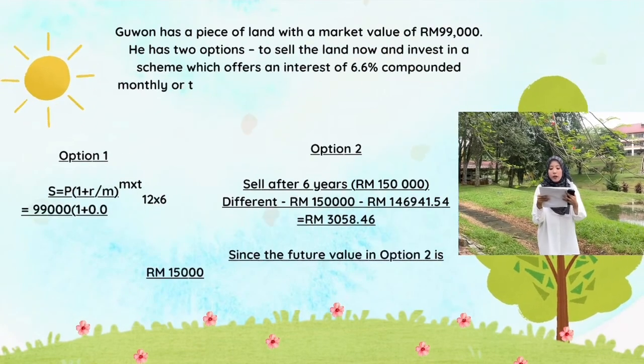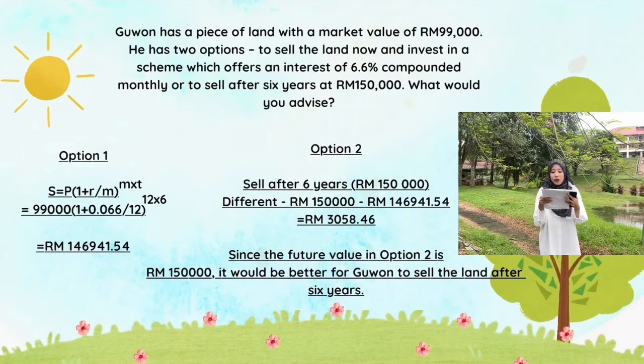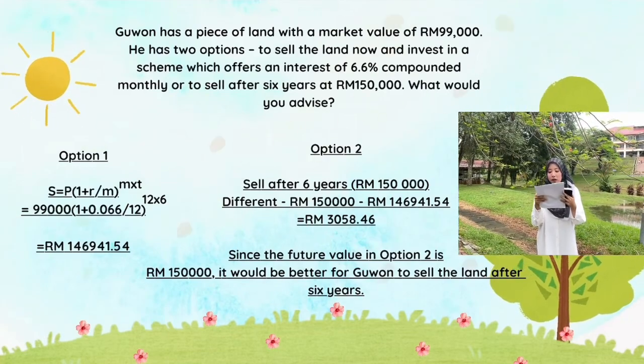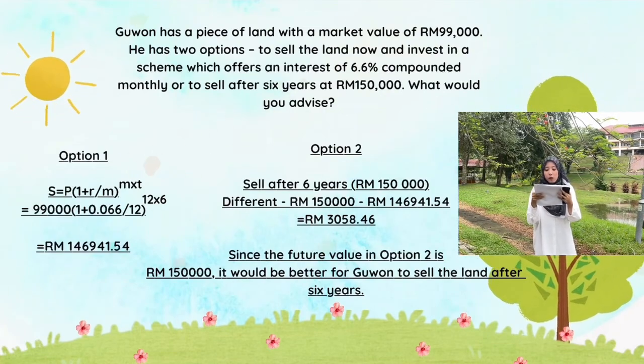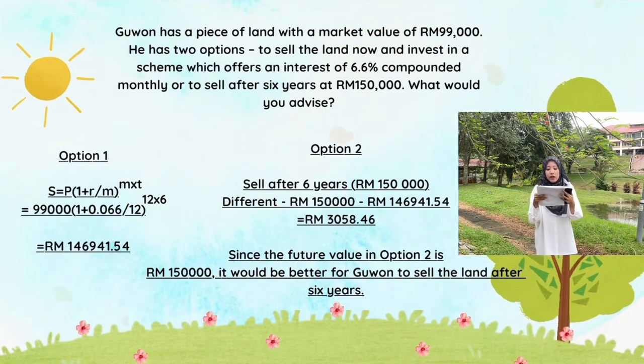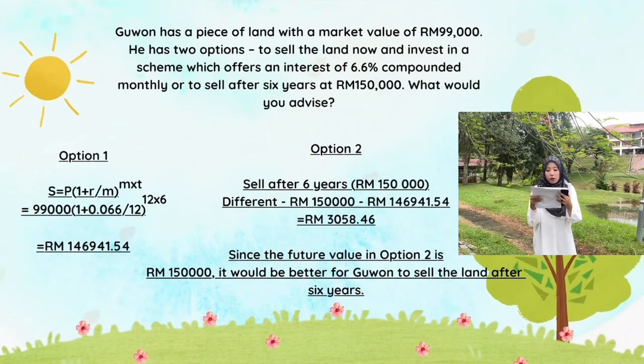piece of land with a market value of 99,000 ringgit. He has two options: to sell the land now and invest, which offers an interest of 6.6% compounded monthly, or to sell after 6 years at 150,000 ringgit. What would you advise?